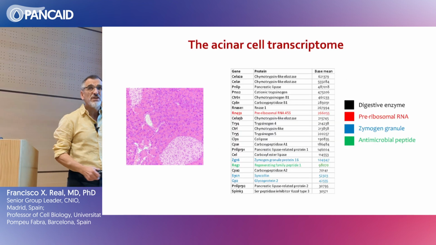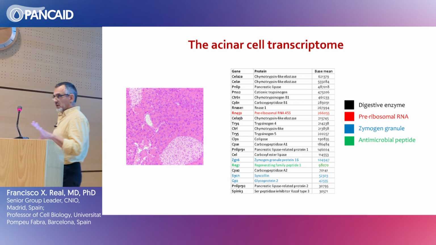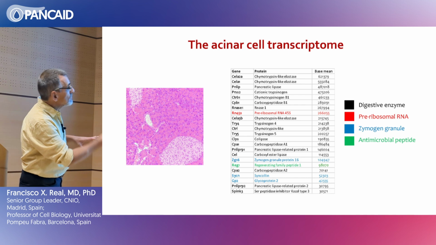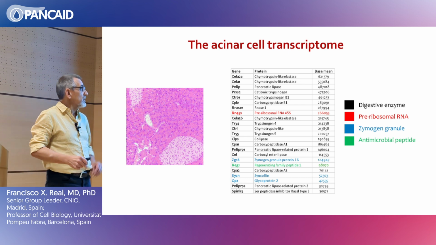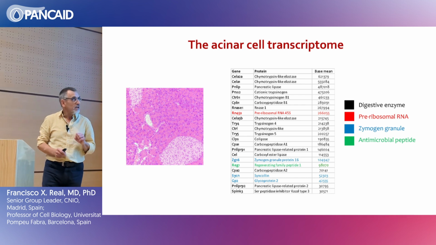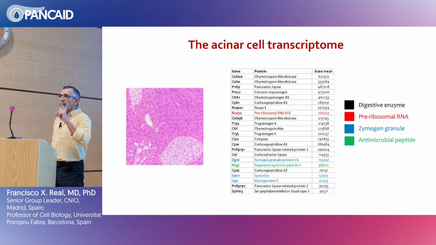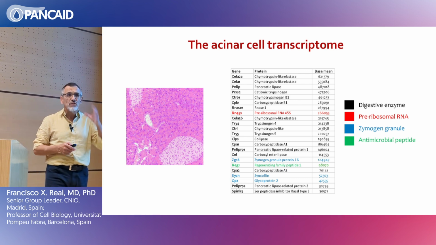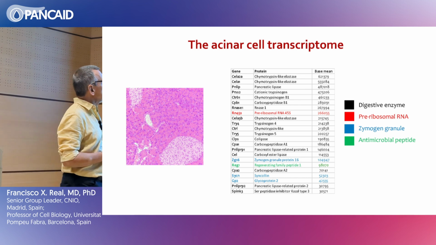And actually, these 25 genes, which are all made by acinar cells, except that I removed insulin here because it's not an acinar gene, account for 80% of all mRNAs in the pancreas. So 25 genes accounting for 80% of the mRNAs doesn't occur in any other tissue. So they are professional producers of these proteins.